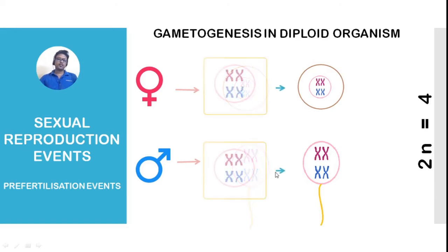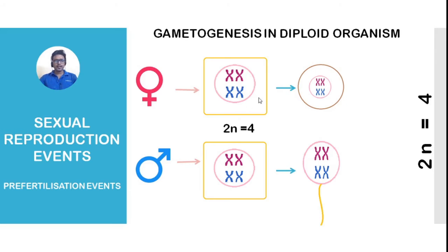So let's look at the summary. We have started from this myocyte. This is the female myocyte and this is the male myocyte. And now this is the newly formed female gamete and this is the newly formed male gamete. You see this female or male myocyte contains 4 chromosomes and they occur in 2 pairs. So this is 2n equal to 4 condition. And the newly formed gametes also have 4 chromosomes and occur in 2 pairs. So this is also 2n equal to 4 condition.